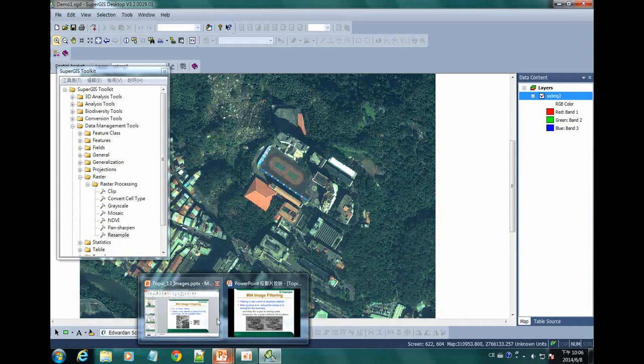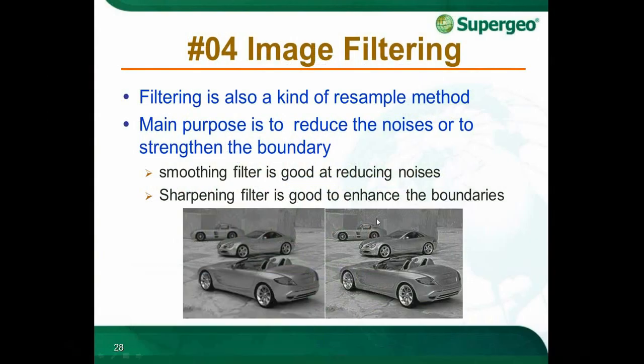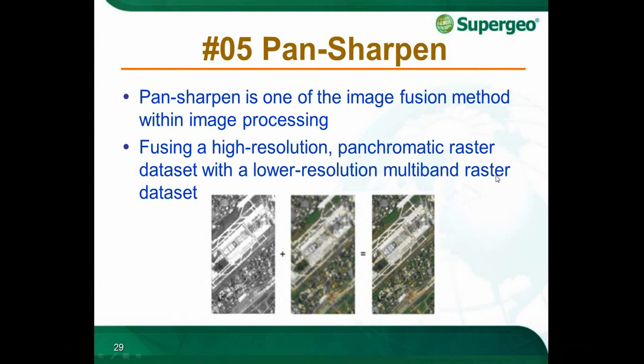Okay, now we're going to head back to our slide. And the fifth part we're going to talk about is pan sharpen. What is pan sharpen? Pan sharpen is one of the image fusion methods within image processing.